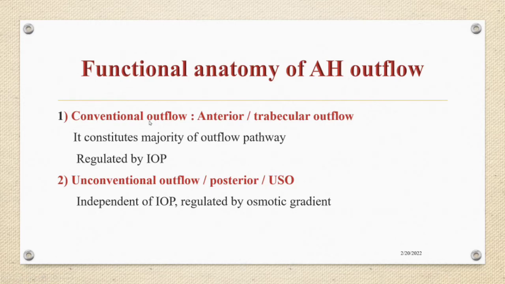will go out of the eye by the conventional outflow pathway. We can call this the anterior trabecular outflow because all the trabecular meshwork is included in this. This is the major one. Basically, this is regulated by IOP. It means if the IOP is more, then the conventional outflow is also more. If IOP is less, this will be less. The unconventional pathway, which we can also call uveoscleral outflow, is independent of IOP. It doesn't care what the IOP in the eye is. It is regulated only by the osmotic gradient in the eye.